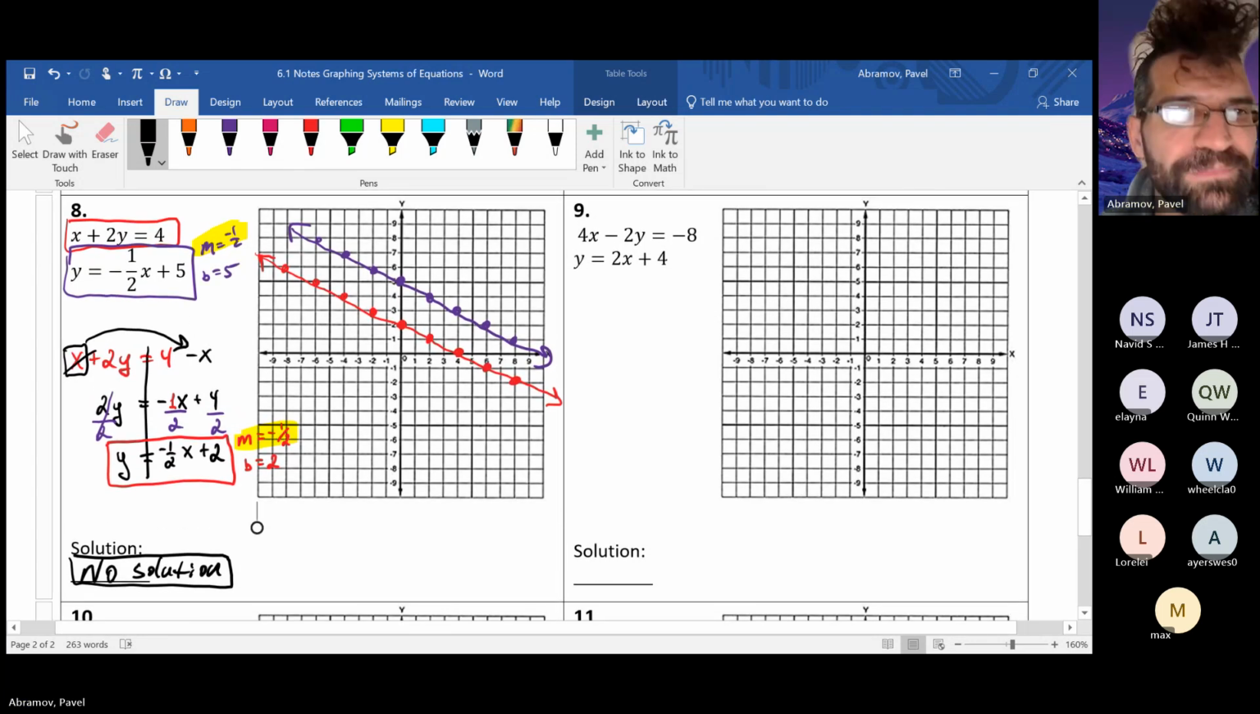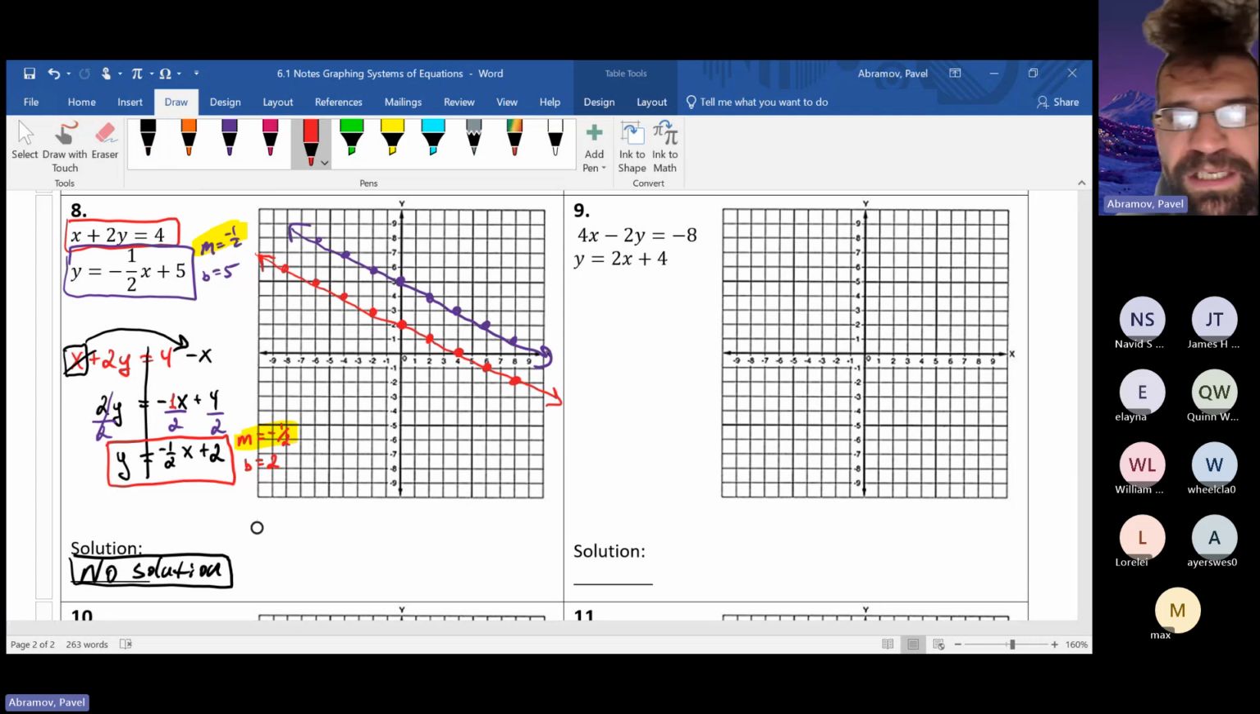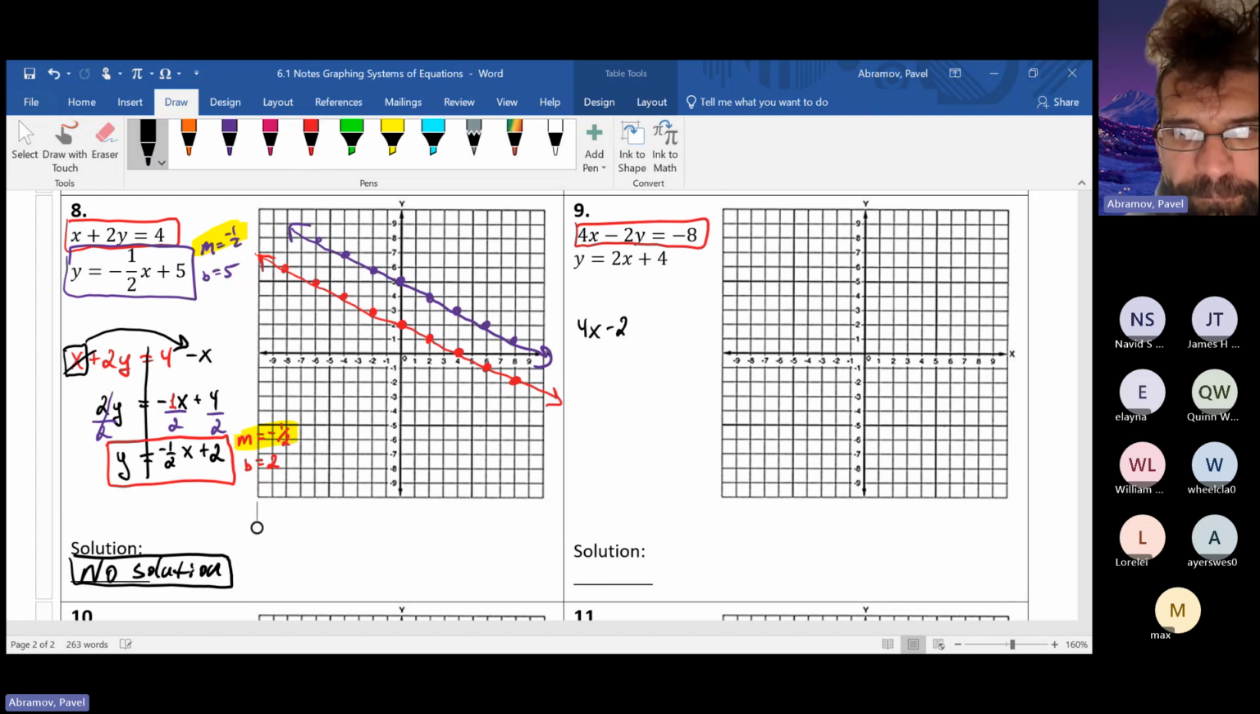Okay. Let's look at another example. On question 9, once again, our second equation is already in a y equals mx plus b form, but we still need to graph the first one. And to do that, we have to rewrite it in a y equals mx plus b form.